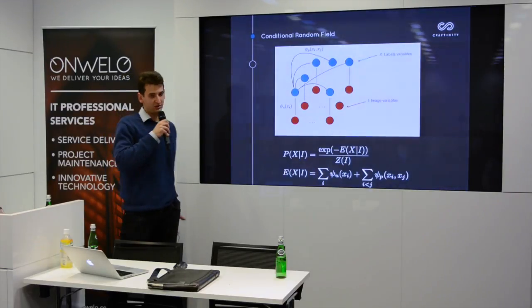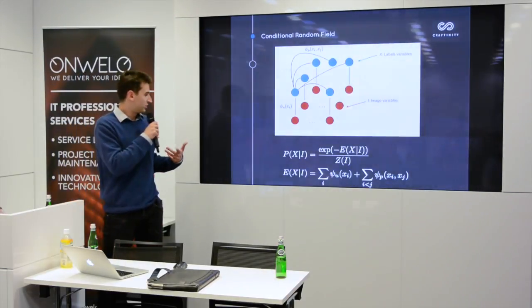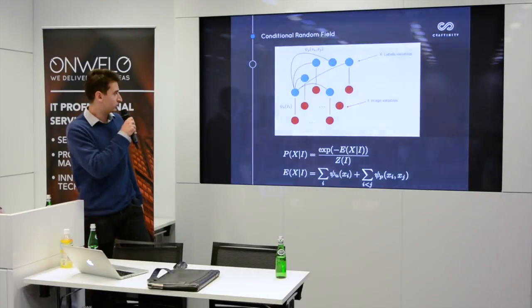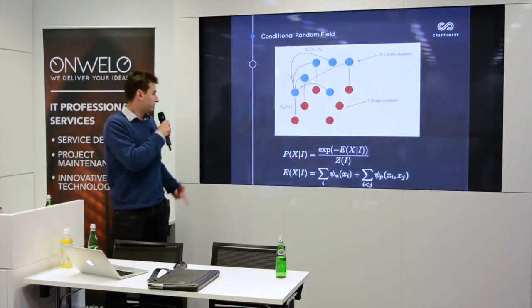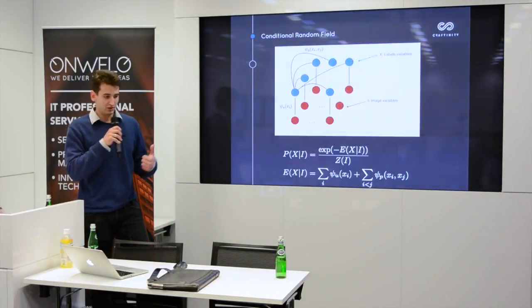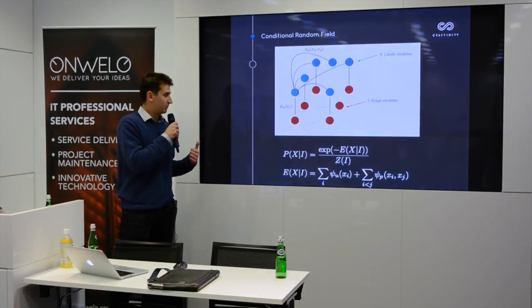If we think about what we would like to model, that's exactly a distribution which we would like to compute. And in order to compute this, we need two quantities. The first is the so-called unary potential, and the second one is the pairwise potential.